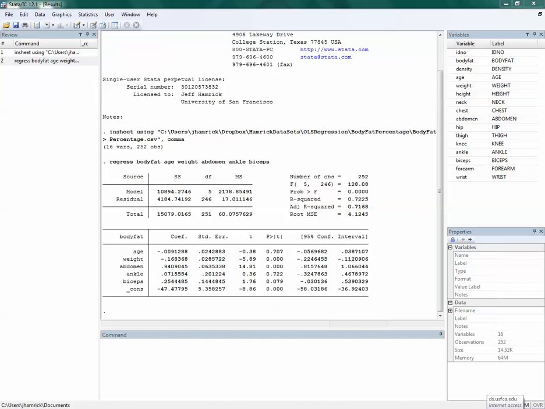Namely, weight is highly statistically significant, as is abdomen. Bicep circumference is marginally significant, and the other two variables, age and ankle, do not appear to be statistically significant at all. You might then be tempted to delete age and ankle from the model, but it's important to understand that that's a joint decision. That is, you're making a decision to eliminate age and ankle at the exact same time.